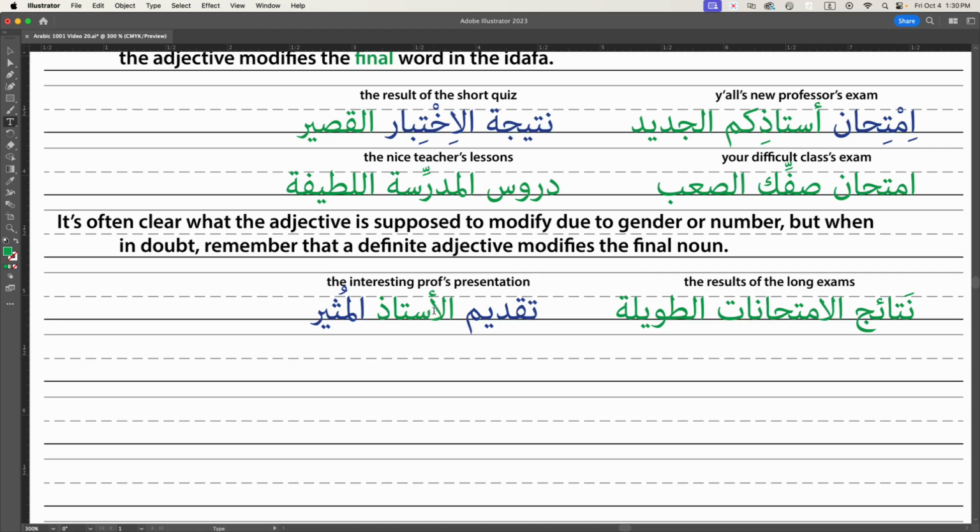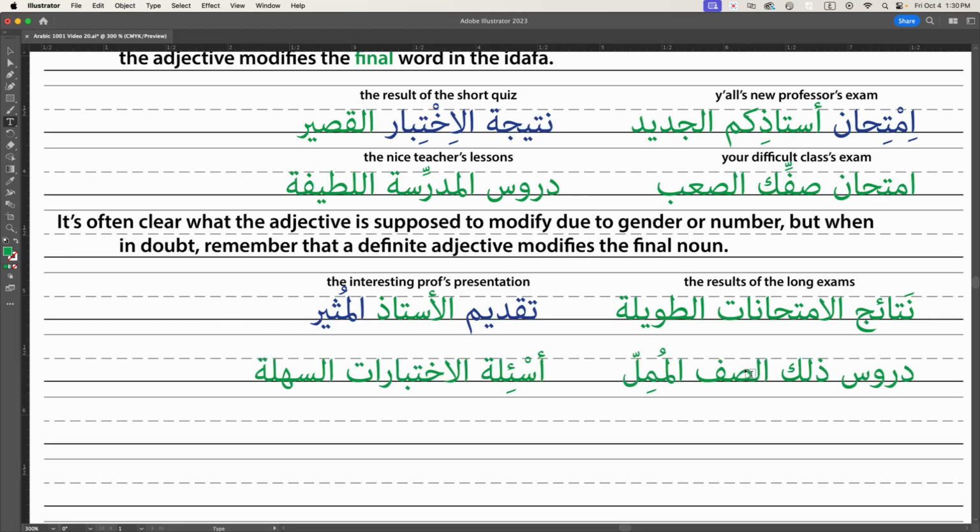So al-ustadh al-muthir. It's a little bit grammatically ambiguous here. Is it the presentation that's interesting, or is it the professor? When in doubt, pick the final word. So it's the interesting professor, which I am definitively not. So we can use some more examples here.